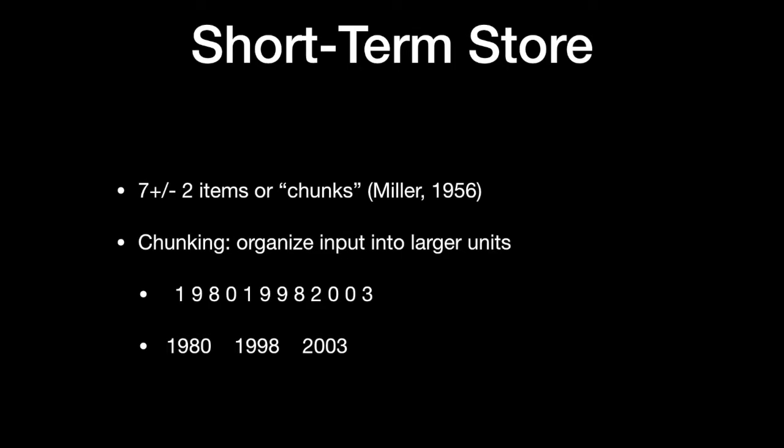Generally, our short-term memory can store up to 9 items, or on average 7 items or chunks. Chunking is a useful method to organize information into larger units to expand our short-term memory capacity. So, for example, you may have a hard time remembering a string of 12 digits because it's more than 9 items. But using chunking, we organize numbers into units. In this case, 1980, 1998, and 2003. We now have 3 items to remember.